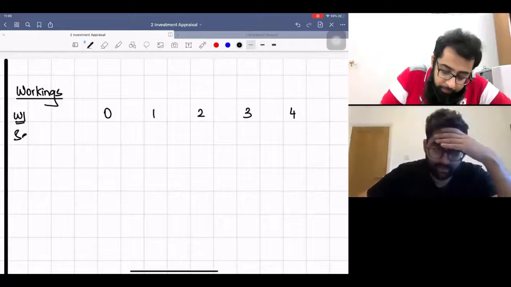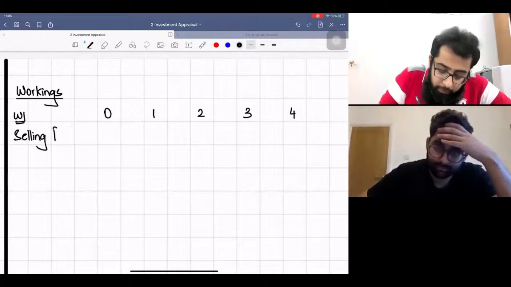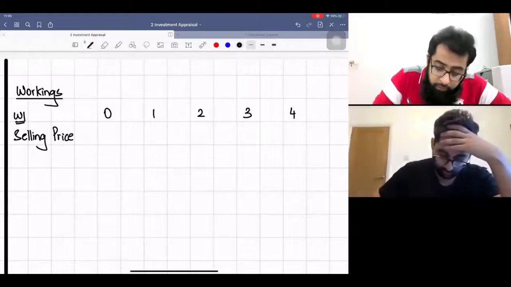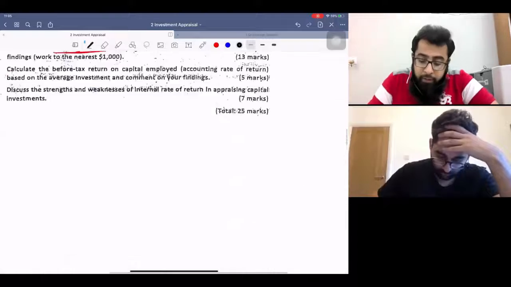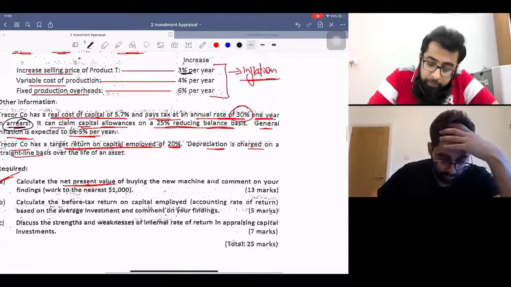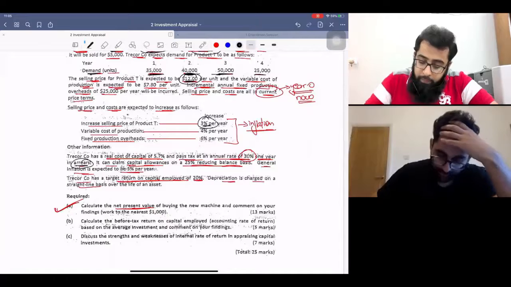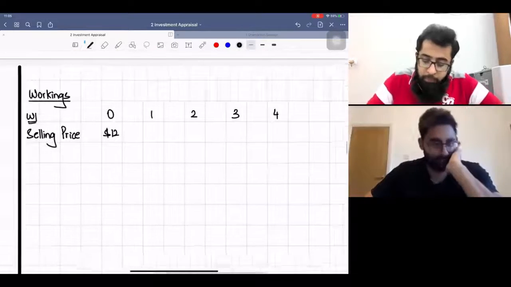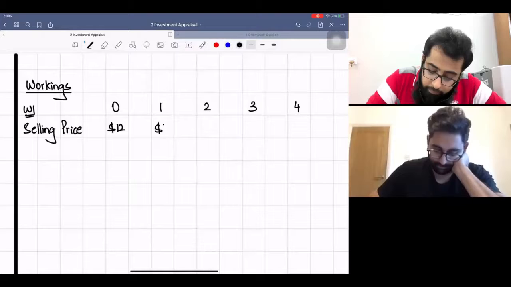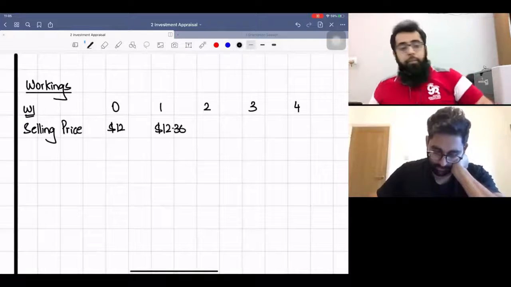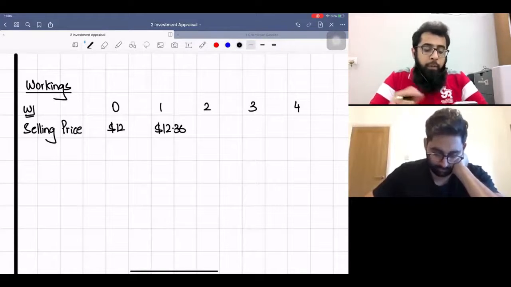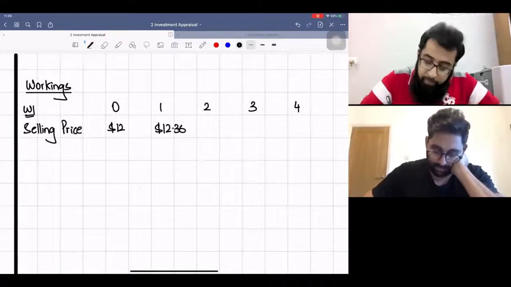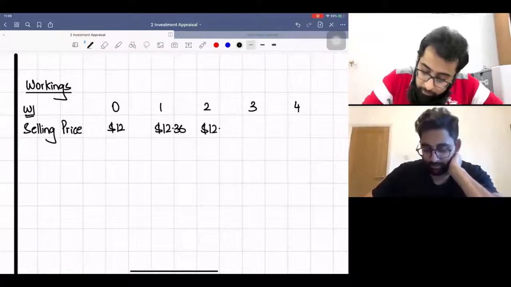So the selling price is $12 in year 0, and then it will get inflated by 3% per year. Okay, so it will increase to 12.36, then 12.73, then 13.11.